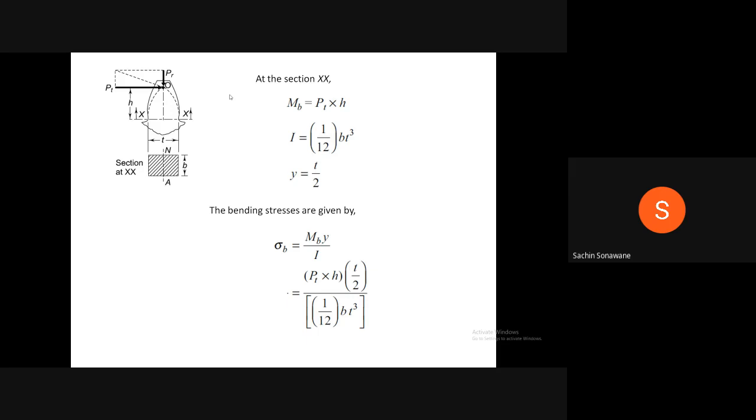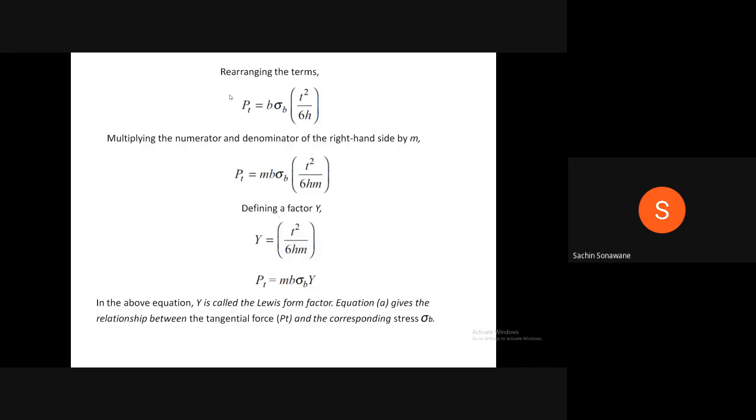Hello, I think you have written this. Now, next step, rearranging the terms. We are getting Pt, or tangential load, is equal to b into sigma b into t square upon 6h.